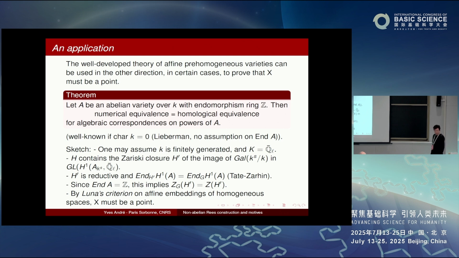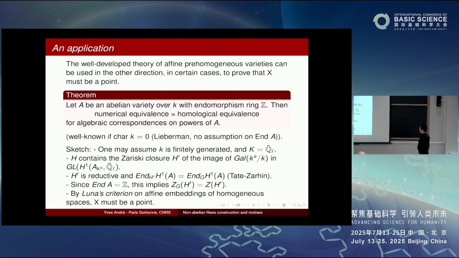So now, to finish, I will give an application of this theory, of this non-abelian Rees construction, in the other direction: to prove the standard conjecture D in a special case, by applying the theory of affine fixed-pointed pre-homogeneous varieties. So the theorem is the following one.